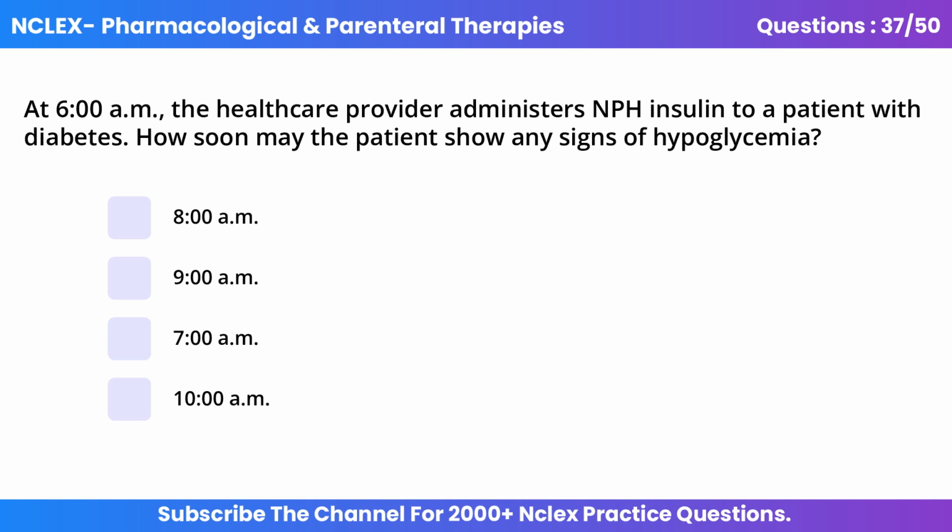Question 37. At 6 a.m., the healthcare provider administers NPH insulin to a patient with diabetes. How soon may the patient show any signs of hypoglycemia?